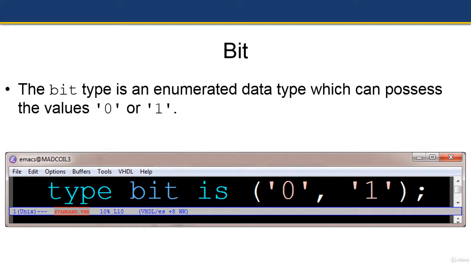The bit type is an enumerated data type which can possess the values 0 or 1. It's defined in the std standard library package, as you can see in the screen capture, and the default value for a data object of type bit would be 0.